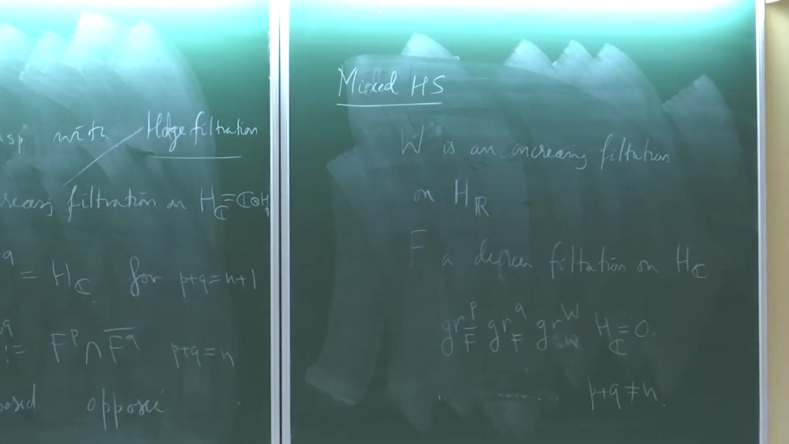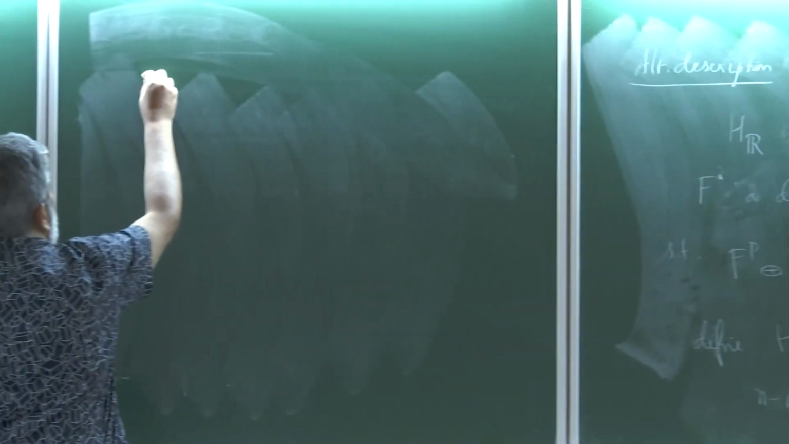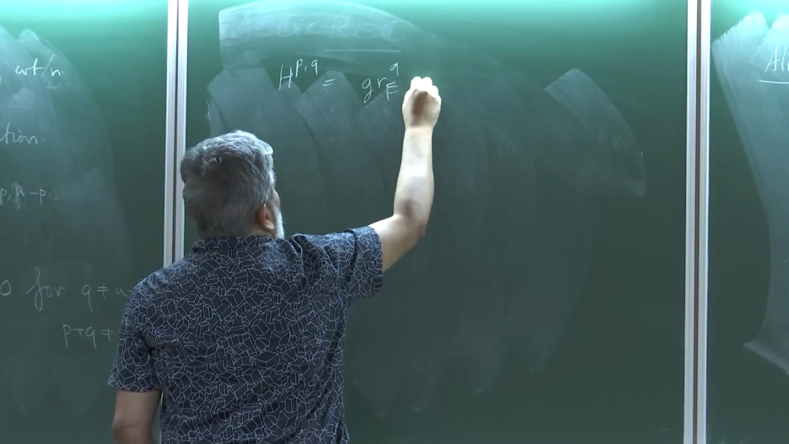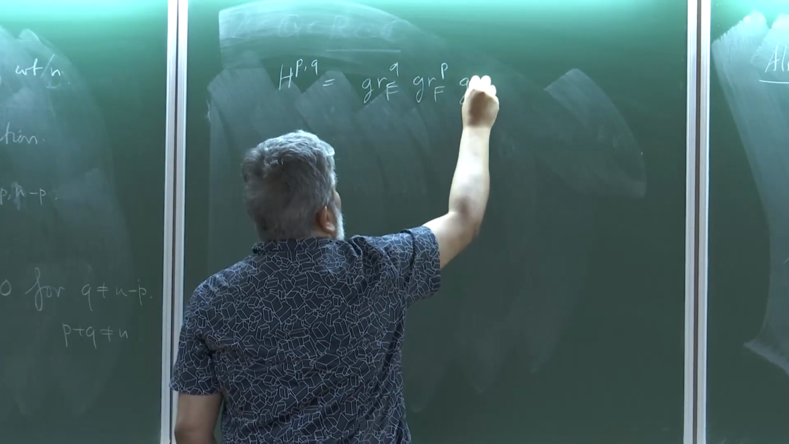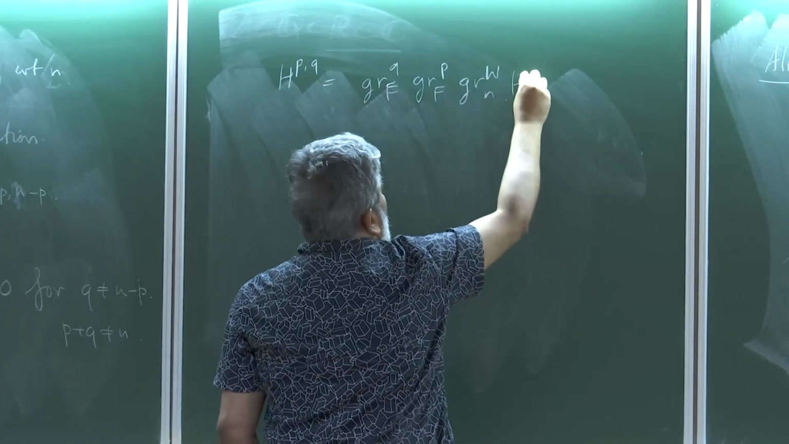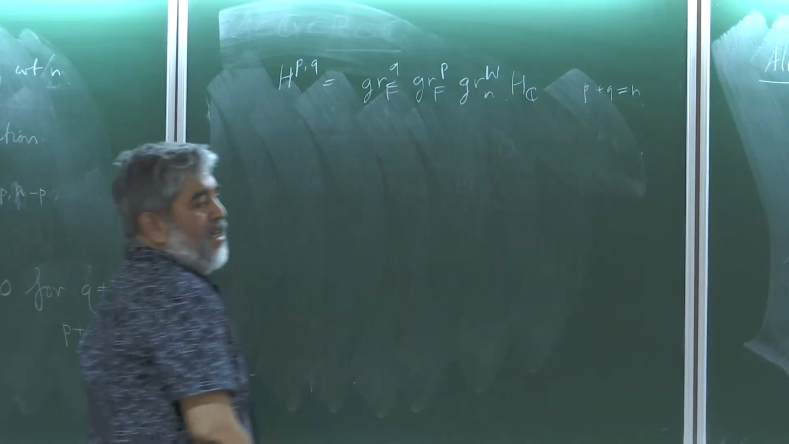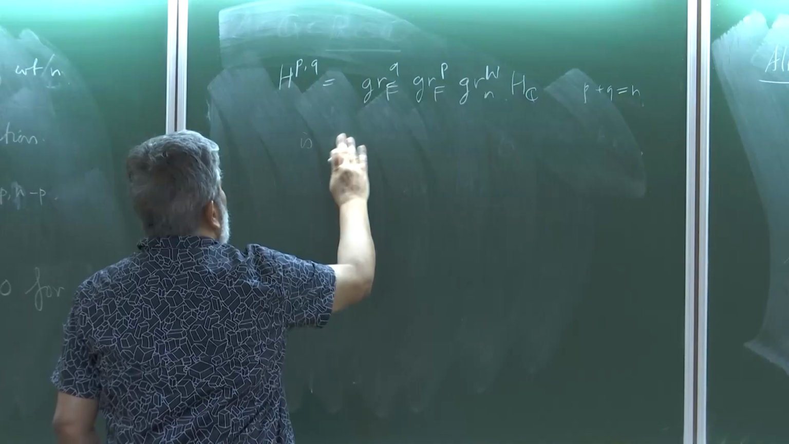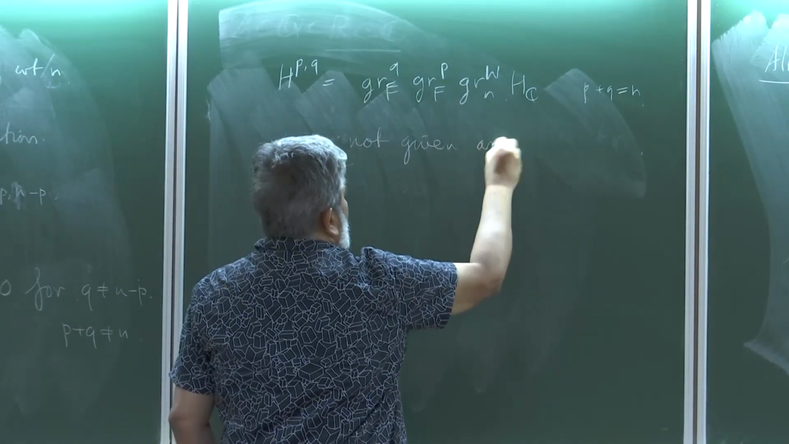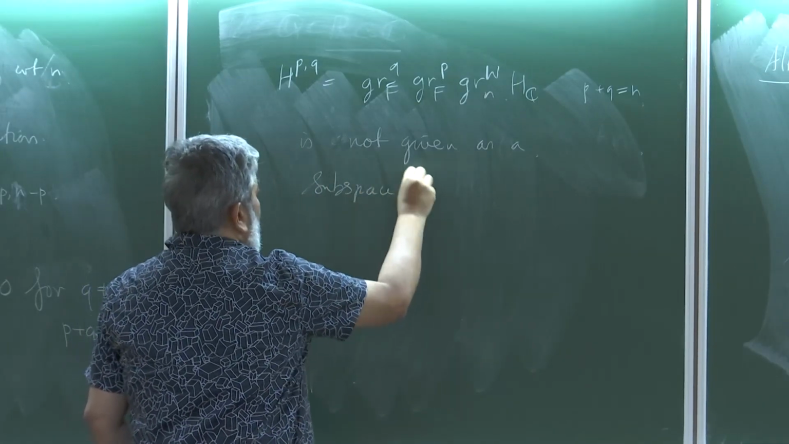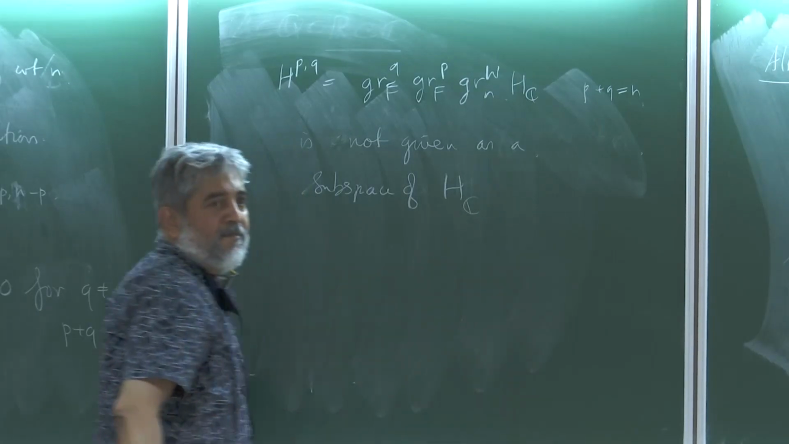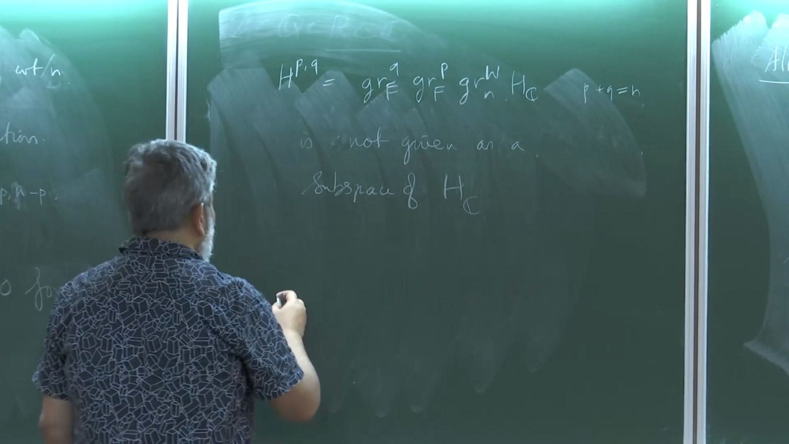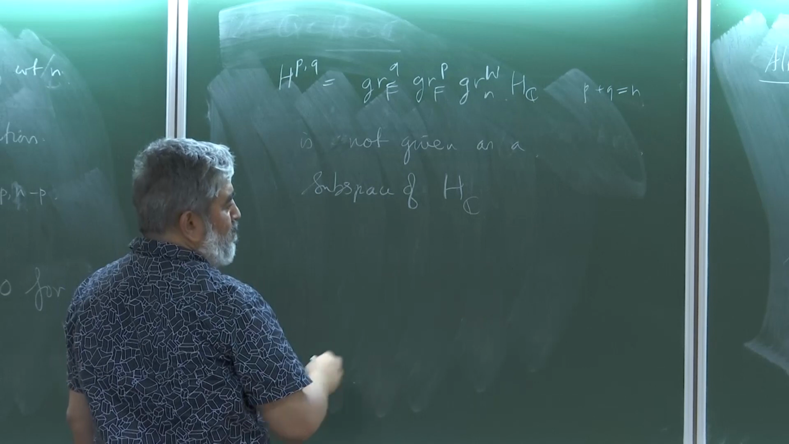Okay. So as such, there is an HPQ. Again, in this case also you can define HPQ. So you can certainly define HPQ to be grade F bar Q grade F P grade W n of HC, where P plus Q is equal to n. Right? You can define it, but it's not a subspace. As it stands, it's not a subspace. This is what Nitin was pointing out. It's not given as a subspace of H or HR or HC. Right? So the question is, can you find some subspace of HC which maps isomorphically to it? And the answer is you can, but it's somehow not as nice as the picture for pure Hodge structures.